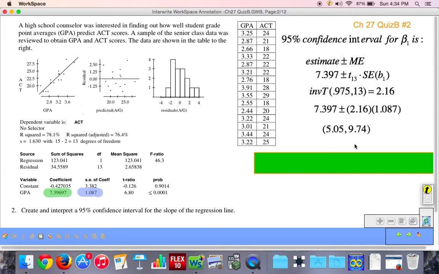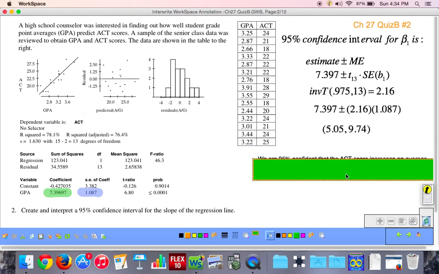Well, what does that mean in context of this problem? Well, it means we are 95% confident that the ACT score increases an average of between 5.05 and 9.74 points for every additional GPA point.